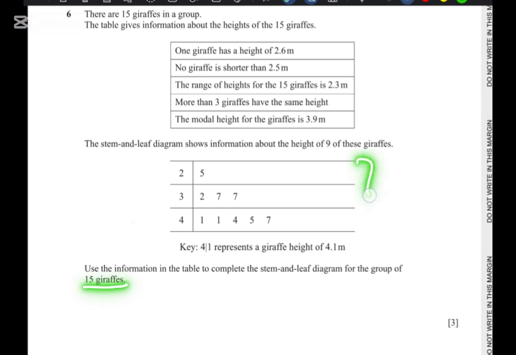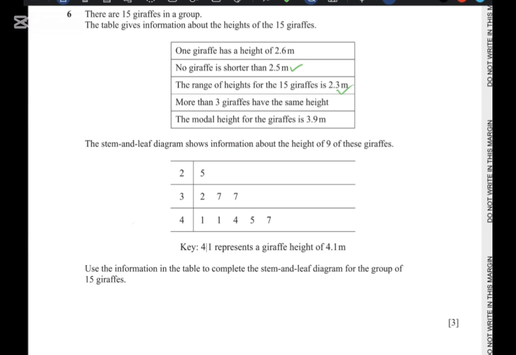So this stem and leaf diagram was for the group of 9 giraffes which they gave us. In the same way, we need to draw the stem and leaf diagram for the group of 15 giraffes. So for this, let us find the highest number, because they have already given us the smallest number, that is the shortest giraffe. No giraffe is shorter than 2.5. So that is the smallest number here. And they also gave us the range of the heights, that is 2.3.